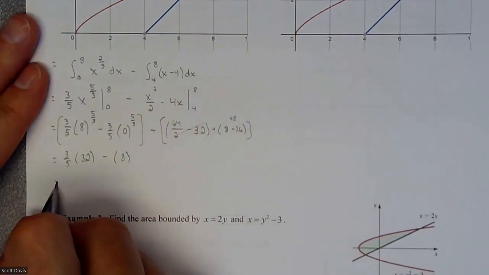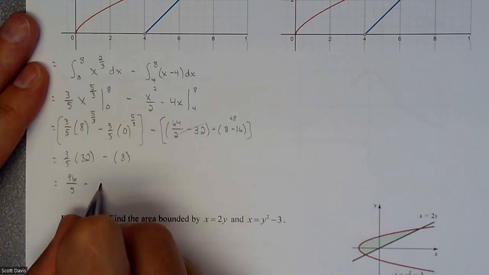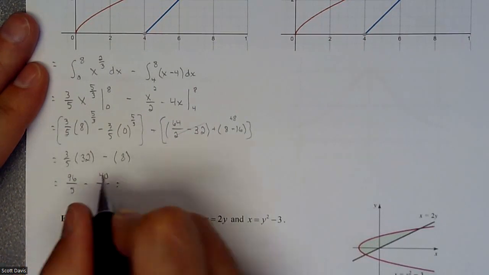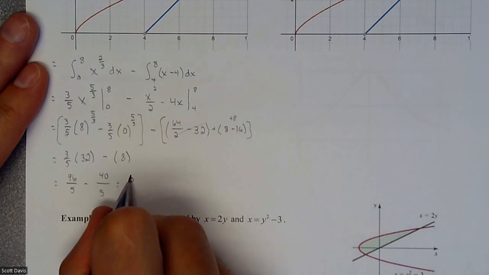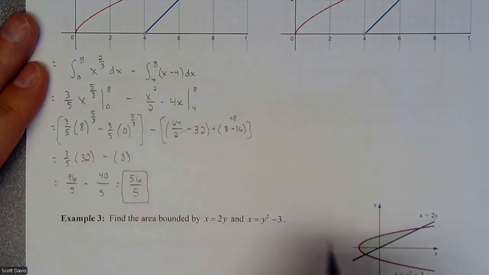All right, so if I make this common denominators, this is going to be 96/5. To make this into fifths, we're going to make it 40/5. And 96 minus 40 is 56 fifths. That is the area under that curve.